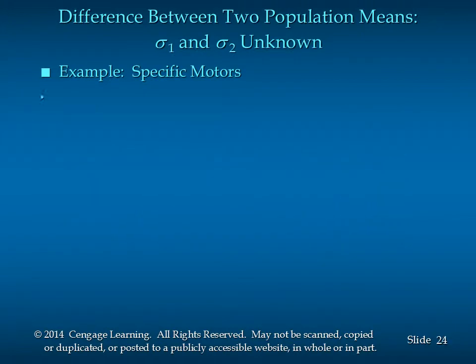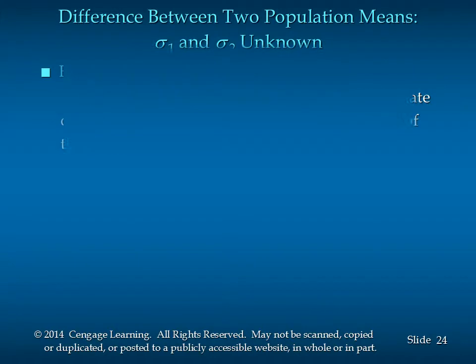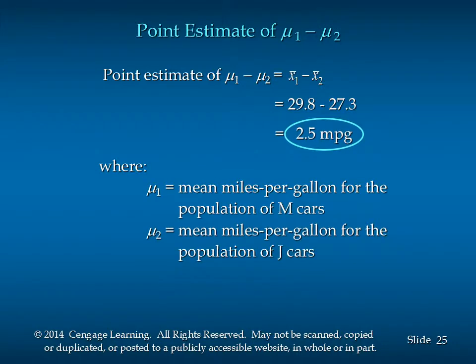How do we do that? We're going to develop a 90% confidence interval. We're going to use these point estimates, and we know that mu sub 1 minus mu sub 2 is equal to 2.5. What they're saying here is that it is possible, based upon sampling, that even though 2.5 looks to be different, it may actually be the same. And that's what you want to test.